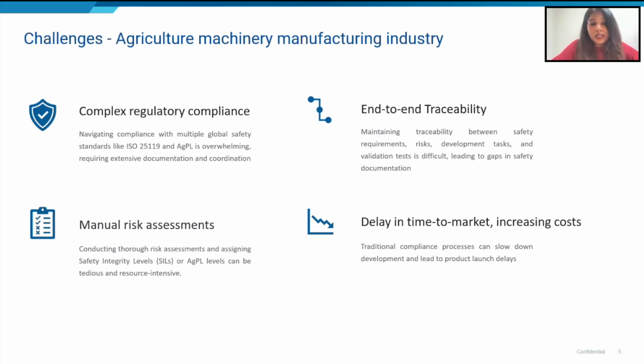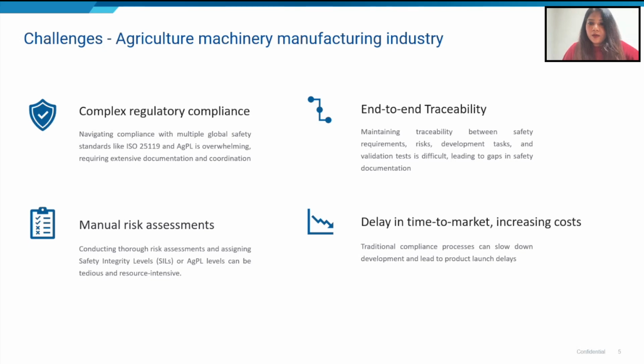Next, manufacturers often find themselves spending too much time on manual risk assessments. Conducting these assessments, like identifying hazards and assigning the right safety integrity levels, can take up a lot of resources and time. Another key challenge is ensuring end-to-end traceability. Especially in safety-critical industries like automotive and agriculture, manufacturers must link every requirement to a test case, to risk, and to other tasks. Ensuring that everything is traceable throughout your development lifecycle can be quite overwhelming.